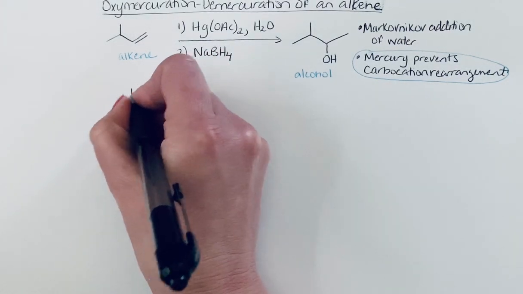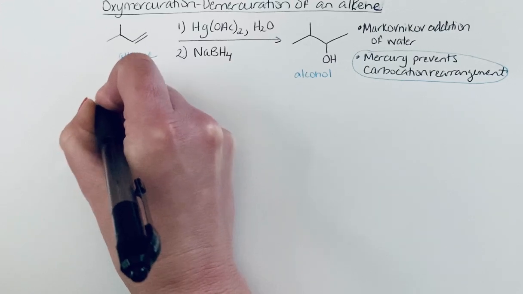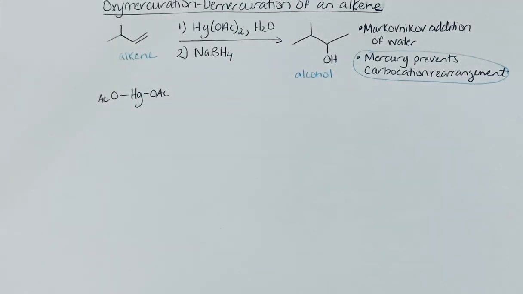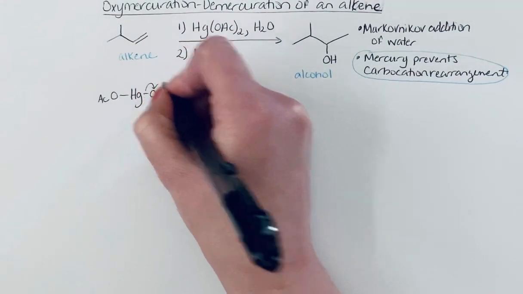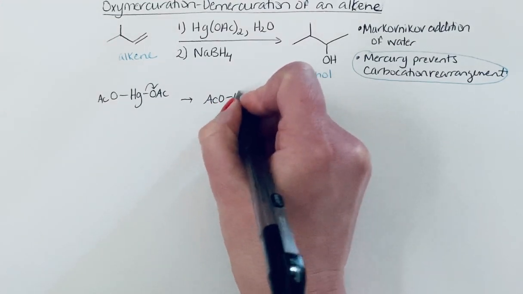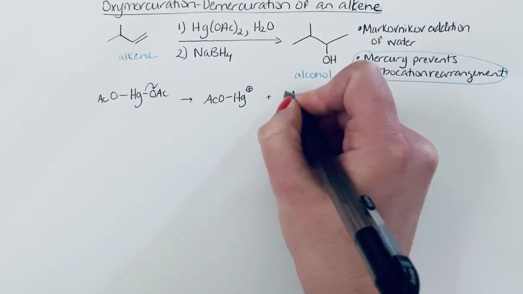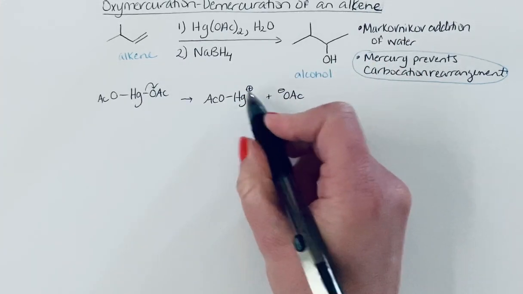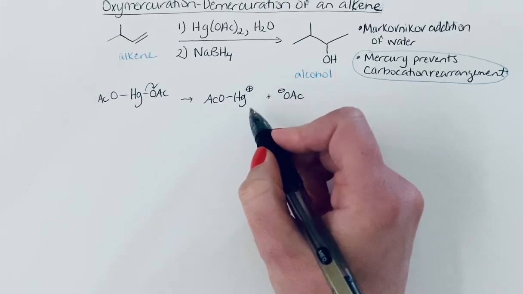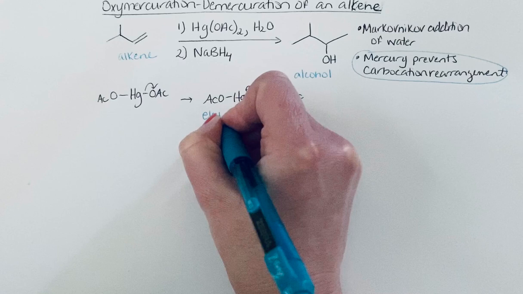So the mercury acetate looks something like this. And it can dissociate so that you end up with a mercury with a positive charge and an acetate ion. This mercury with a positive charge is a really powerful electrophile. So this is an electrophile.